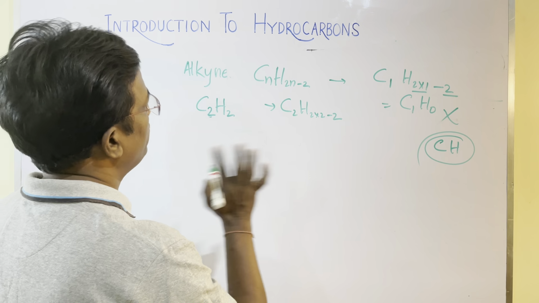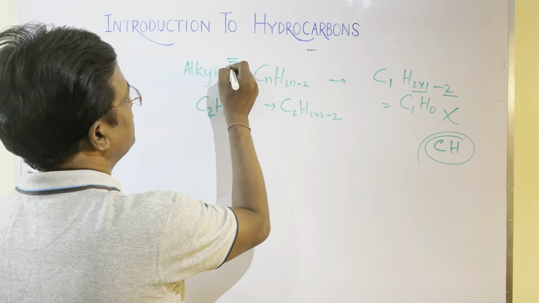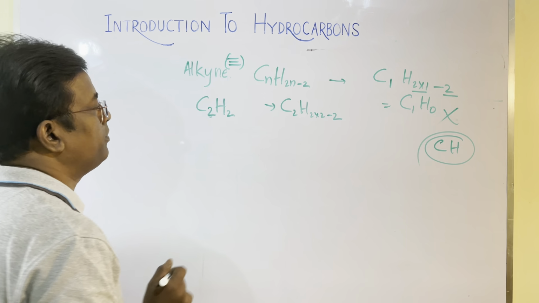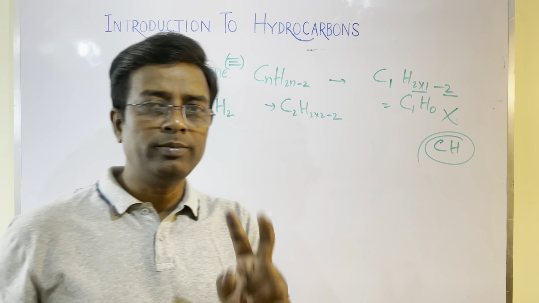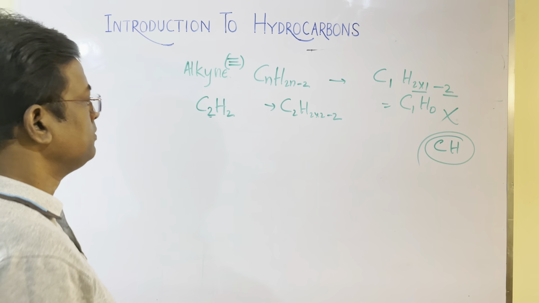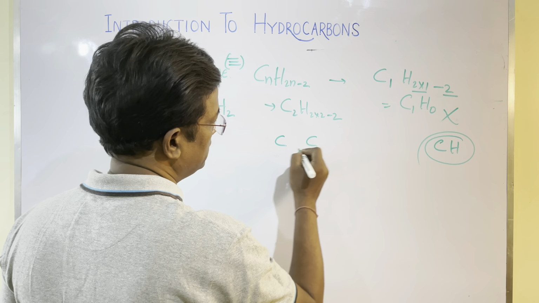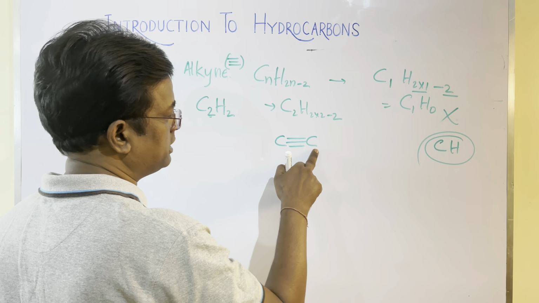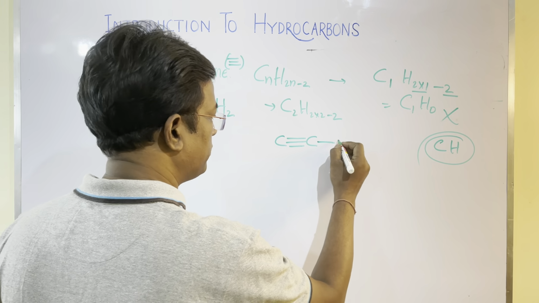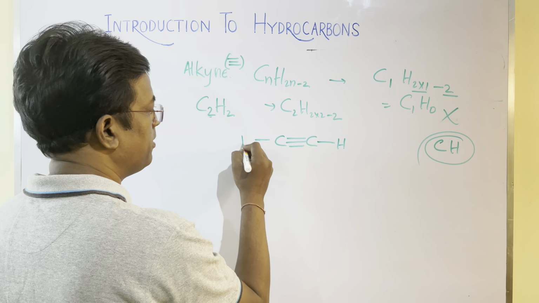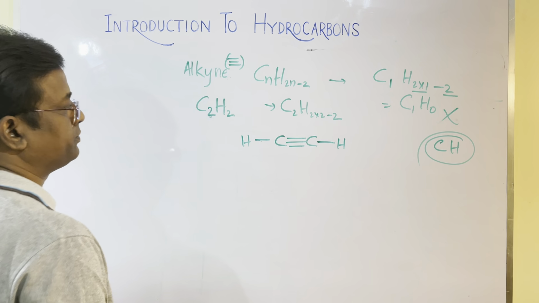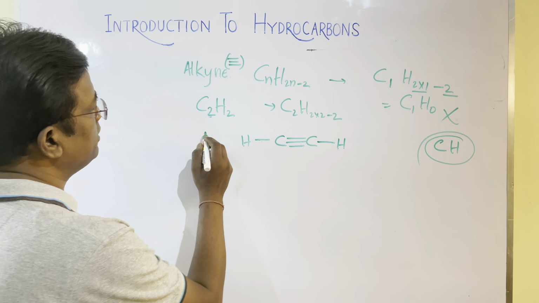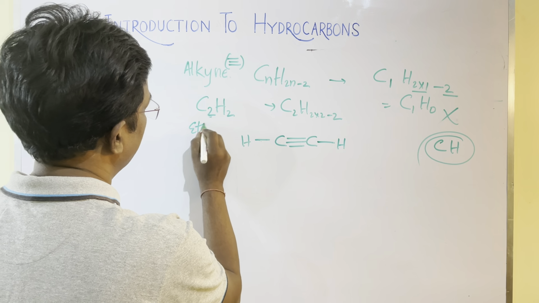C2H2. Now we know that there should be a triple bond. Always make the triple bond between 2 carbon atoms only. So there are 2 carbons, separate them, triple bond. This carbon has 3 bonds, this carbon has 3 bonds. 1 more bond is required by here and here. This is C2H2. This is your ethyne.